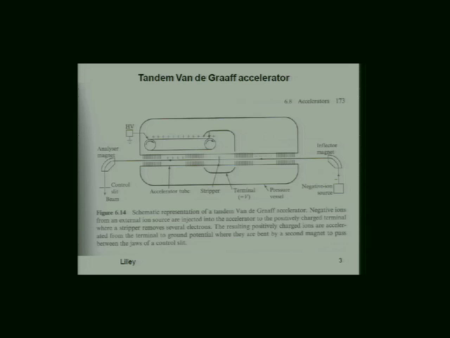One important feature of this kind of machine is that the current of the ions that you get out is a direct current. That is, it's constant in time. There's nothing pulsed or intermittent about this. You just have a steady current flowing. And for some kinds of experiments, that turns out to be important.